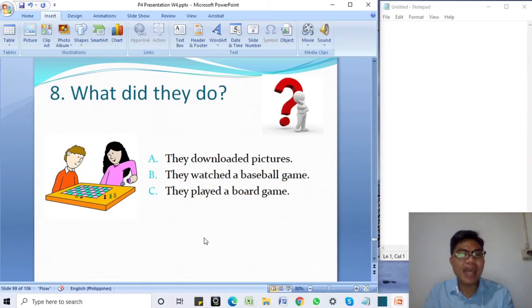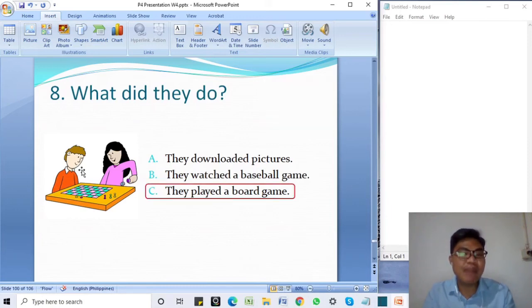Now let's move on to the eighth question. What did they do? There are two guys. What are they doing? Is it A, they downloaded pictures? B, they watched a baseball game? C, they played a board game? What do you think is the right answer? The right answer is letter C. They played a board game. They are playing the board game.